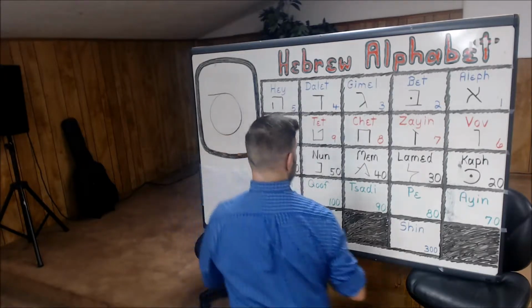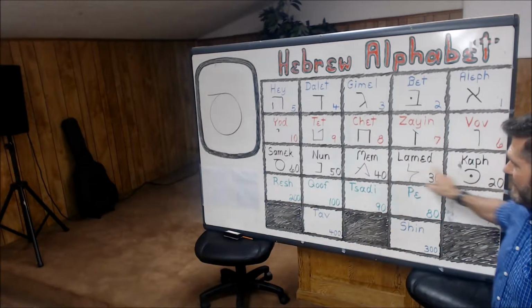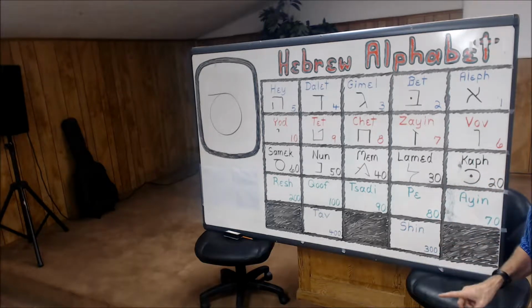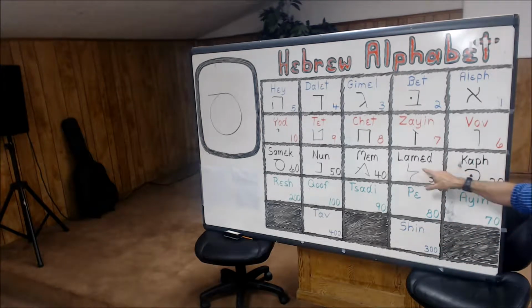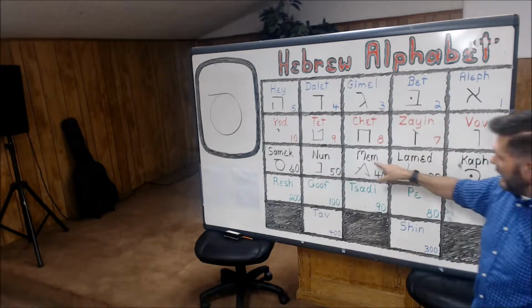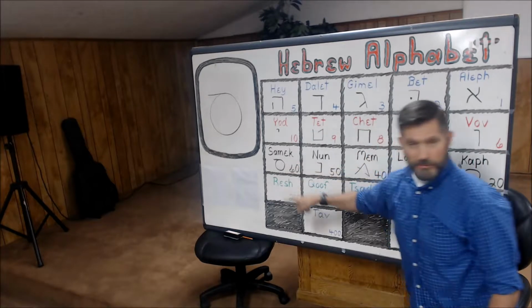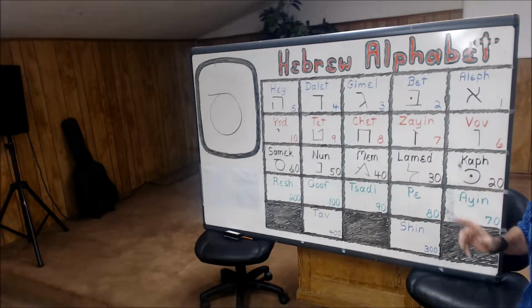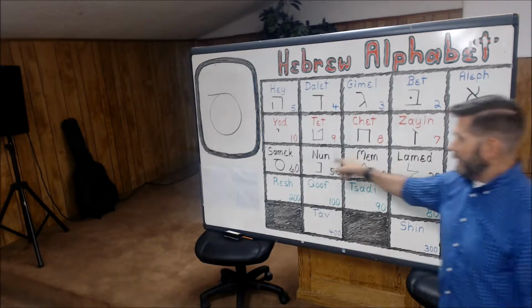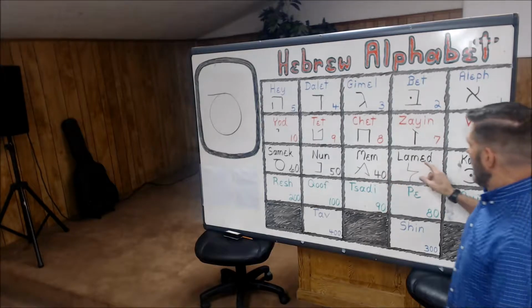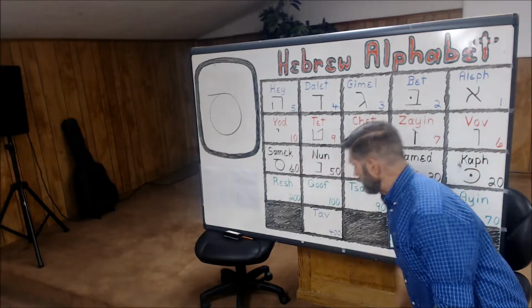Now, look at the last five that we just did, real quick. After you do the cough, then it's Lamed Mem Nun Samek. Look at it like this: LMNO. It's the easiest five to remember because you cough LMNO. Cough LMNO. Lamed Mem Nun Samek.